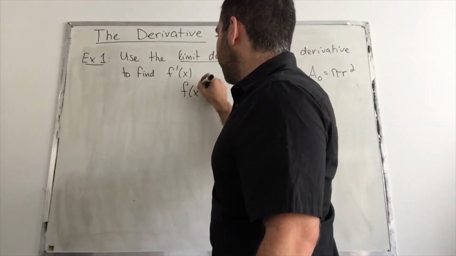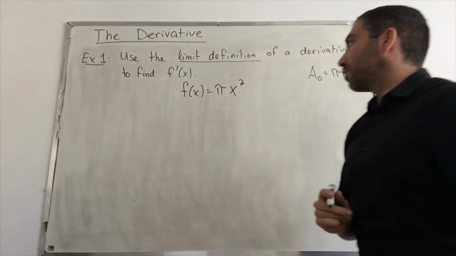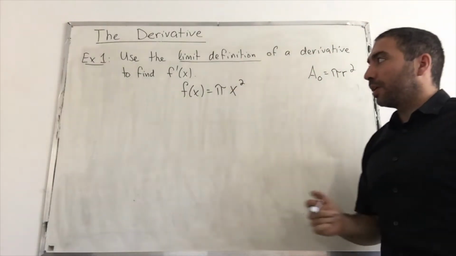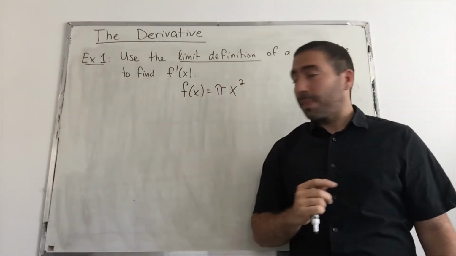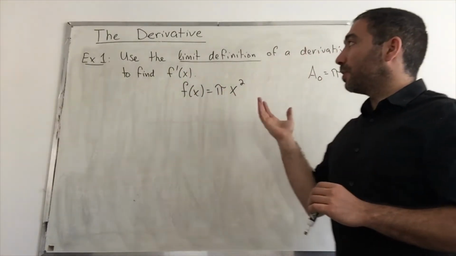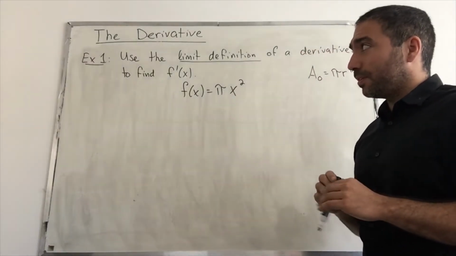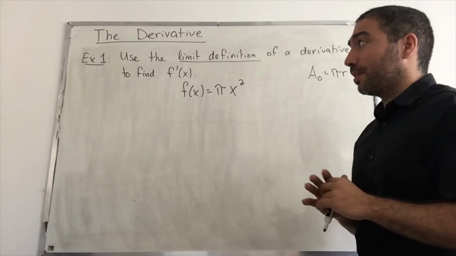F of x equals pi, instead of r, I'll use the letter x. So pi x squared. And we consider this function here. Let's go ahead and find the derivative. This is also sometimes called the four-step procedure. I won't refer to the four-step procedure. We're just going to go ahead and find the limit.